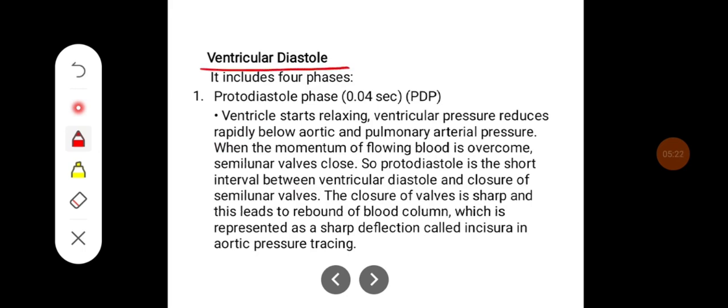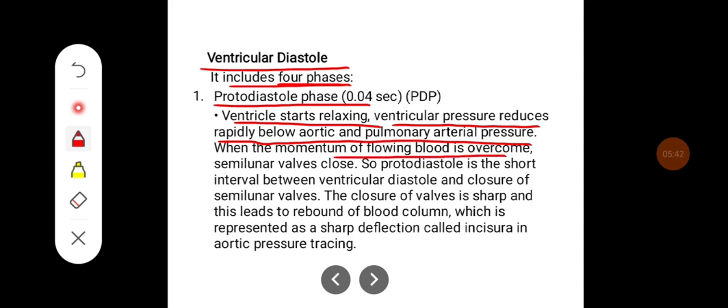Ventricular diastole. This includes four phases. The first one is the protodiastole phase, which is around 0.04 second. The ventricle starts relaxing, and ventricular pressure reduces rapidly below the aortic and pulmonary arterial pressure. When the momentum of the flowing blood is overcome, semilunar valves close. So protodiastole is the short interval between the onset of ventricular diastole and closure of semilunar valves.